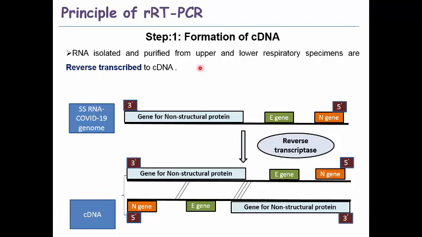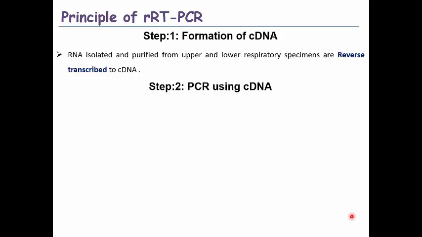So the first step of RT-PCR is that the RNA, which is isolated and purified from the sample we described, is reversely transcribed to form the cDNA. This is a parent RNA from which cDNA is formed with the help of reverse transcriptase. The next step is the PCR of this newly formed cDNA. PCR is known as polymerase chain reaction. So cDNA is duplicated by the PCR cycles.